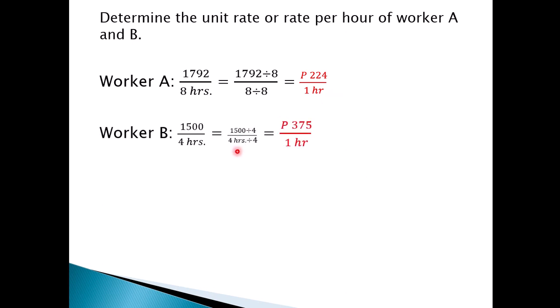How about worker B? That's 1,500 over 4 hours. So as we simplify that, that's going to be 375 per hour. As you compare, worker B gets a better pay even though he works for only 4 hours. Which means we don't know the position of worker A and worker B, because maybe worker B has a higher position and will have a higher salary. So that's possible in the situation.